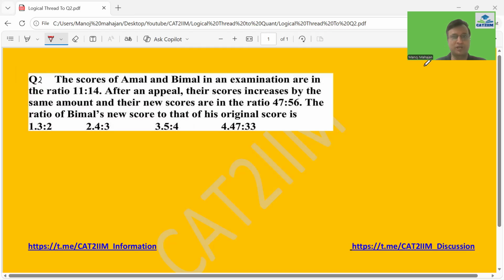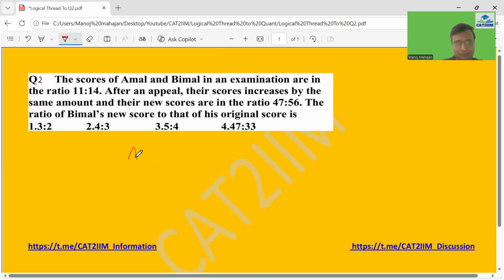So let's have a look over here, reading the problem out, which appeared in one of the CAT papers. Scores of Amal and Vimal. We're not going to use any equations or any variables out here, just logic, just numbers, and we are going to make our life easy.